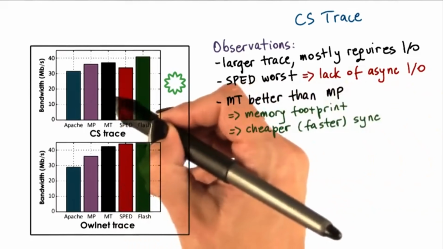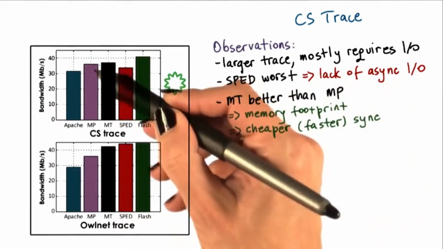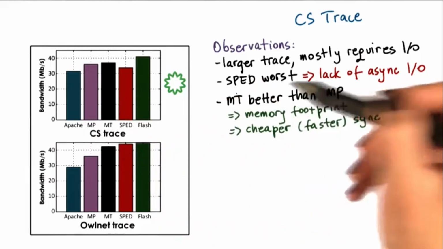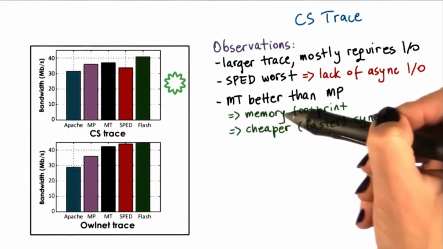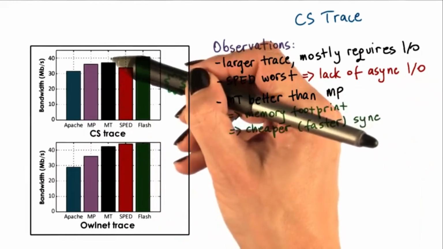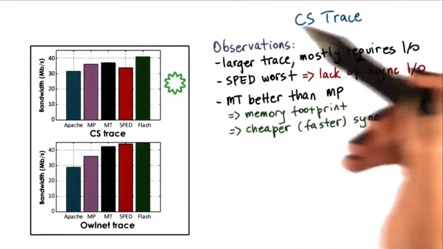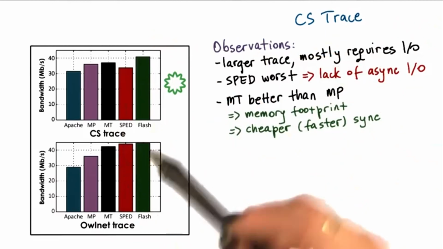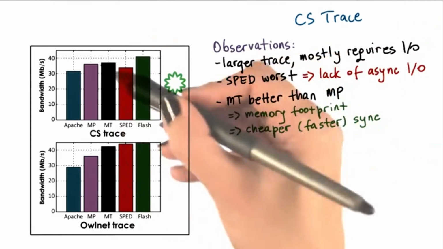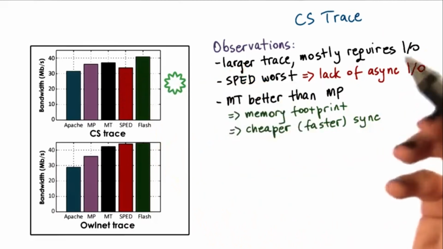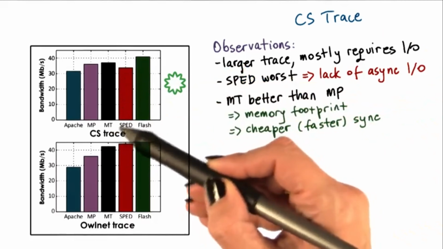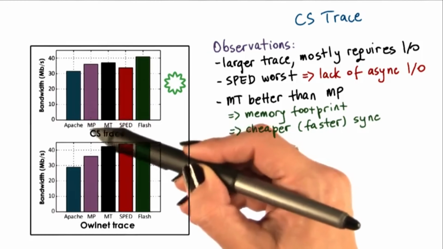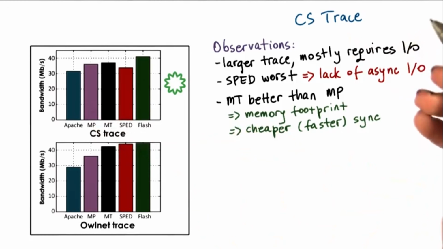Considering the multi-threaded and the multi-process, we see that the multi-threaded is better than the multi-process, and the main reason for that is that the multi-threaded implementation has a smaller memory footprint. The smaller memory footprint means that there will be more memory available to cache files. In turn, that will lead to less I/O, so this is a better implementation. In addition, the synchronization and coordination and context switching between threads in a multi-threaded implementation is cheaper. It happens faster than among processes in a multi-process implementation.